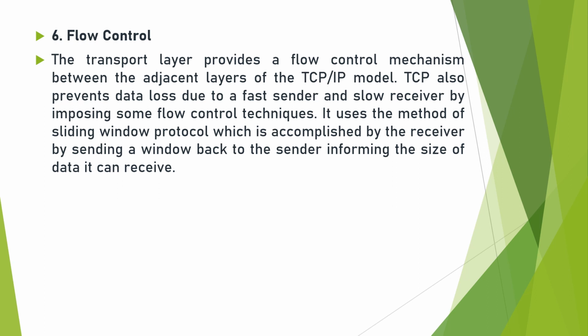Flow control. The transport layer provides a flow control mechanism between the adjacent layers of the TCP/IP model. TCP also prevents data loss due to a fast sender and slow receiver by imposing some flow control techniques. It uses the method of sliding window protocol, which is accomplished by the receiver sending a window back to the sender informing it of the size of the data it can receive.